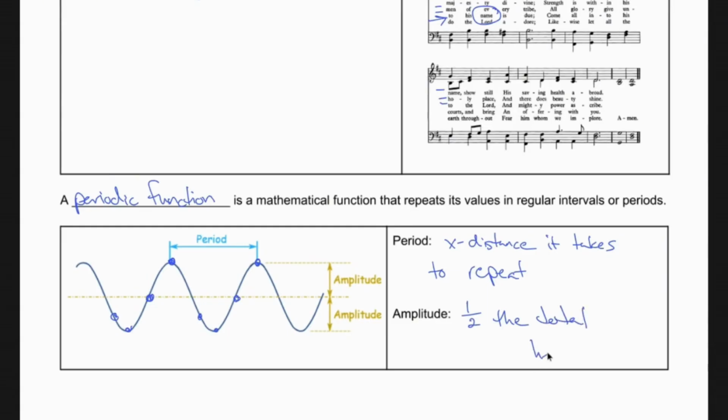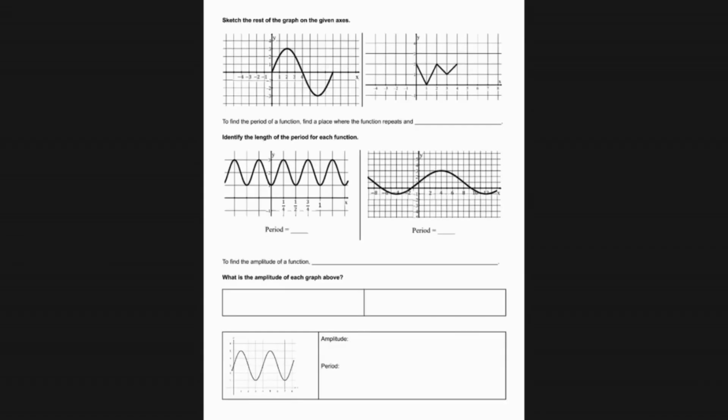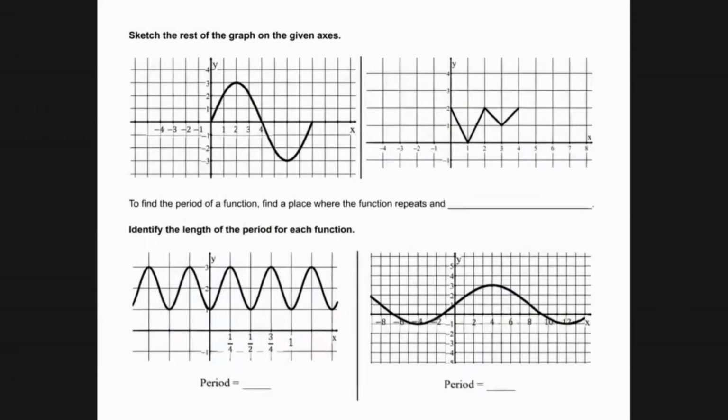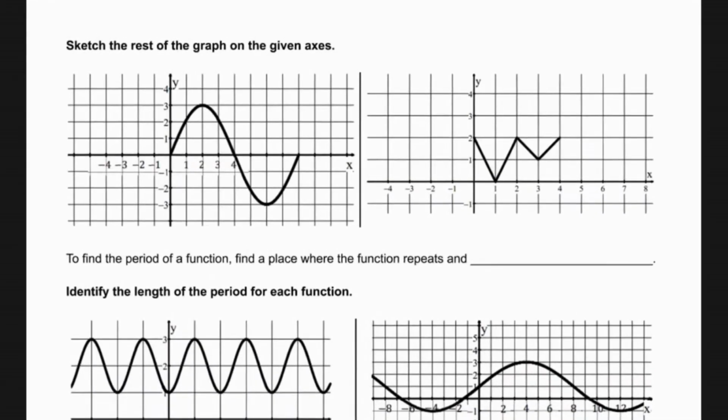Half the total height. Not the total height, half the total height. Okay, that is the amplitude. That is the period. Let's answer some questions. Now, this is where I'm going to be awful. But sketch the rest of the graph on the given axes.